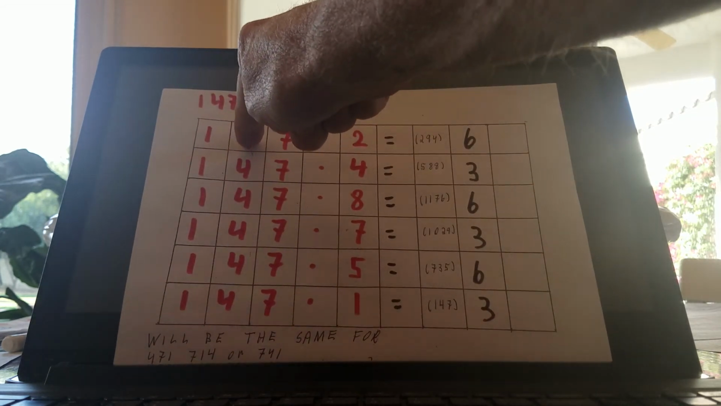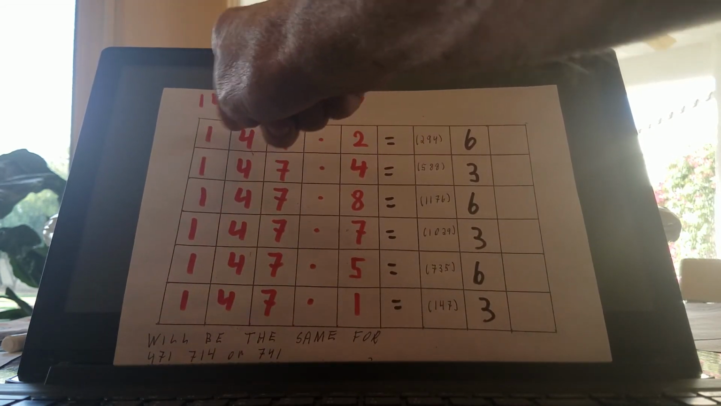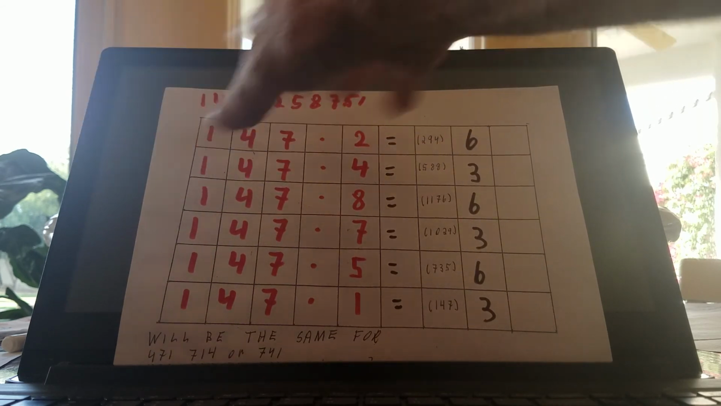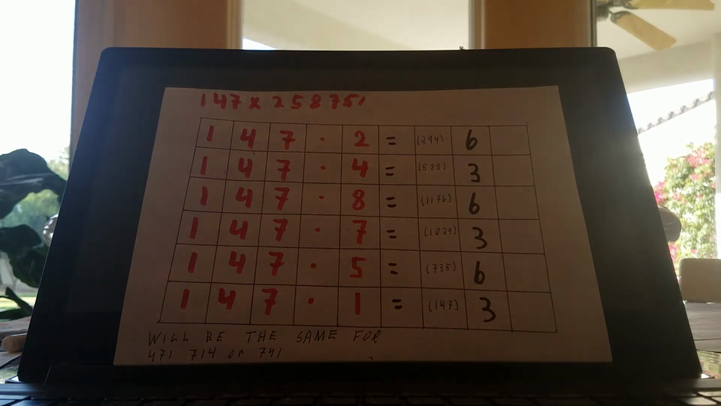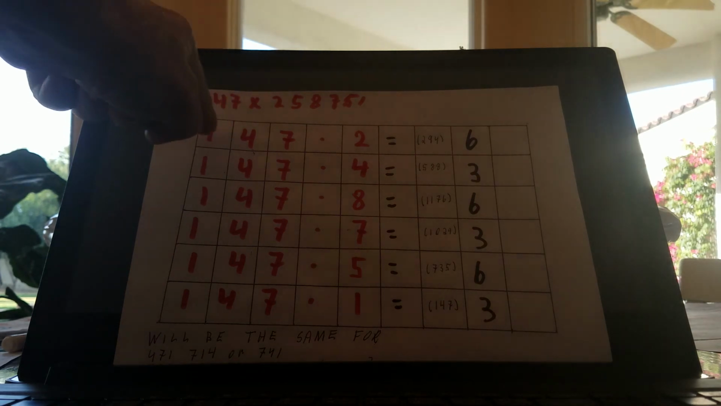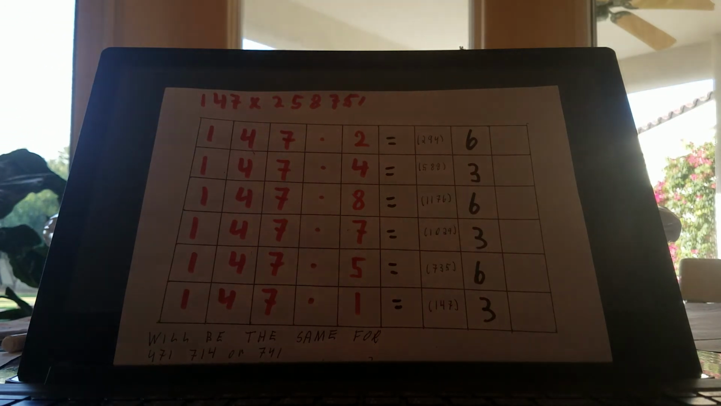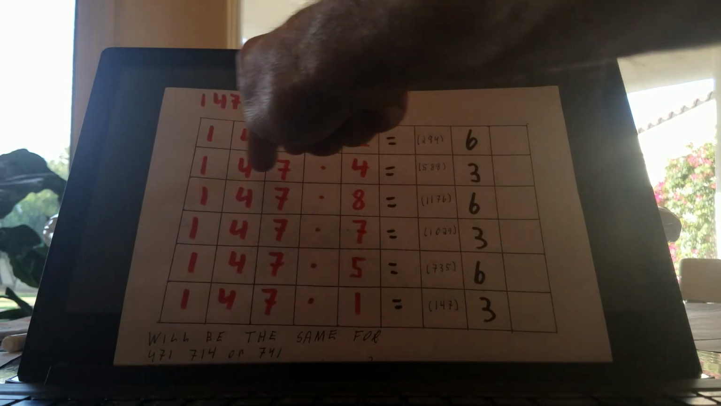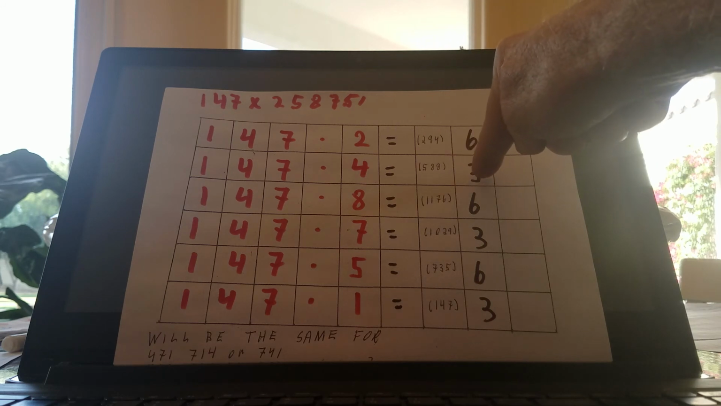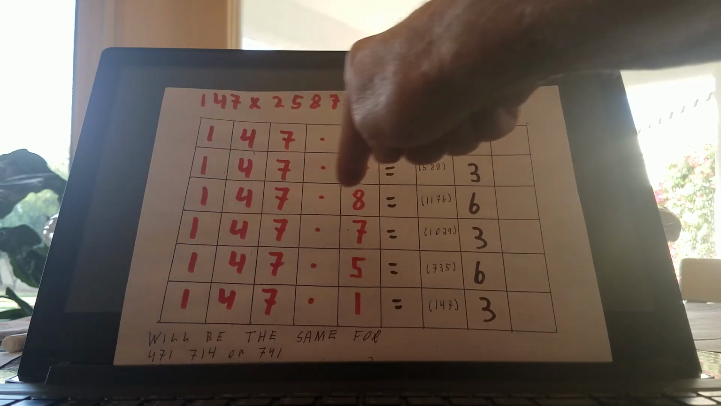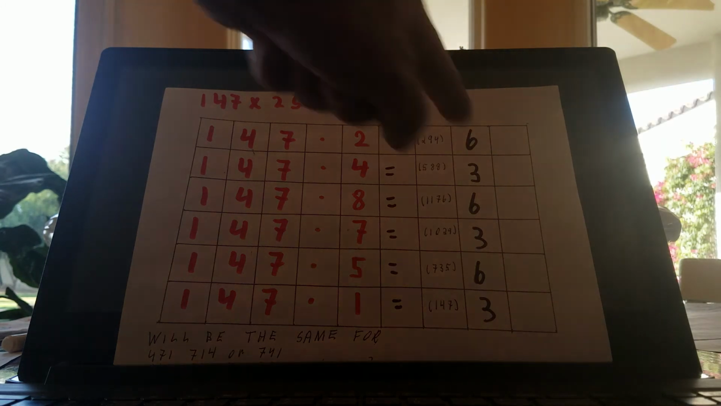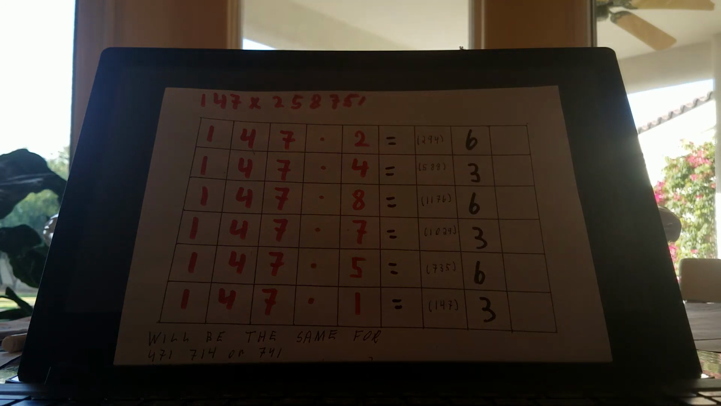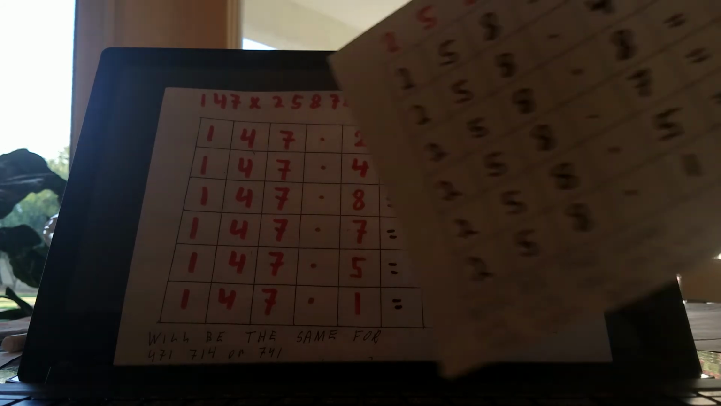And it doesn't matter if I go 471 times 2, or 714 times 2, or 471, or 741 times 2, it makes no difference at all, because 1 and 4 is 5, and 5 and 7 is 12, and 1 and 2 is a 3. So if we multiply a 3 by a 2, we're going to get a 6. And if we multiply a 3 by a 4, we're going to get 12, and 1 and 2 is a 3. And if we multiply a 3 by an 8, it's going to be 24, and 2 and 4 is 6.